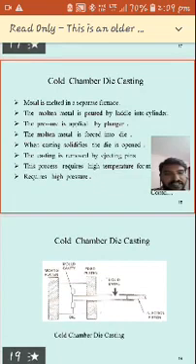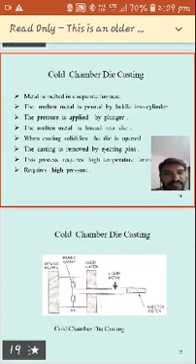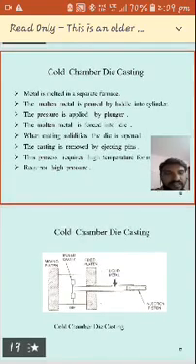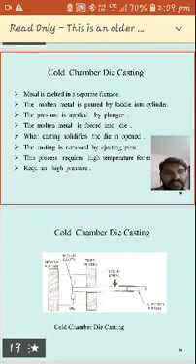Here the mold cavity is there, it is a fixed pattern. This is a moving pattern. Here the injection piston is there, and here the die is there. Once the metal is liquid, it will be forced in. The casting solidifies and the die is opened.